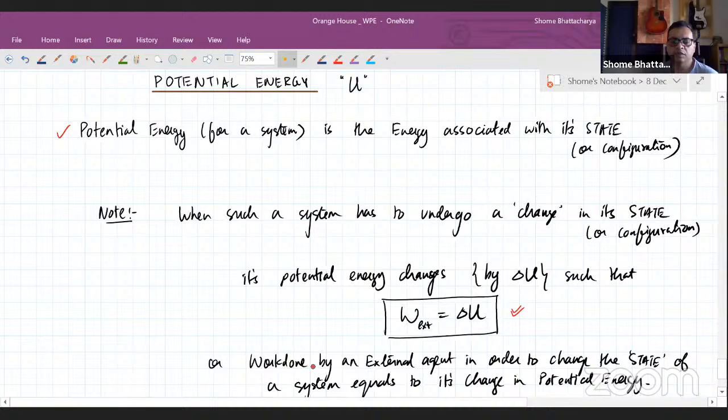So here this work done that we are talking about in the above equation, this only is the W external term. It is a work done by the external agent in order to only change the state of the system. There is a change in potential energy. This term only is our delta U.